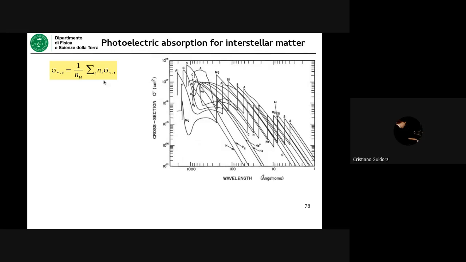So here in this formula is how we calculate the so-called effective cross-section of the photoelectric effect. With sigma nu i, you consider the individual cross-section of the ith element. You consider that you have n elements, so the resulting cross-section will just be the sum, but a weighted sum, where the single weight, Ni, is just the relative abundance of the ith element.